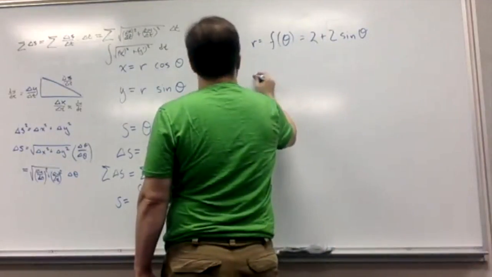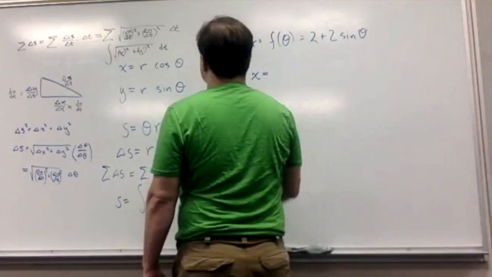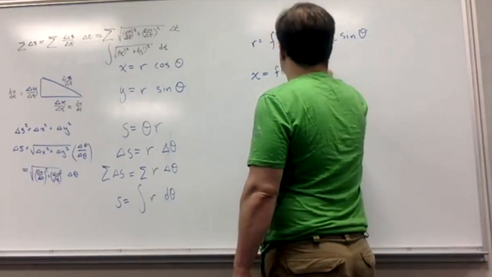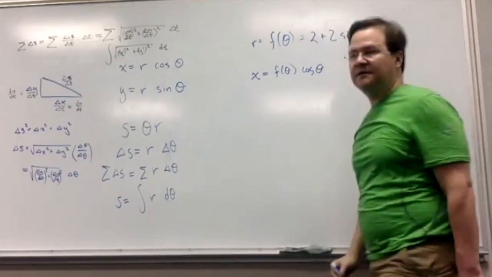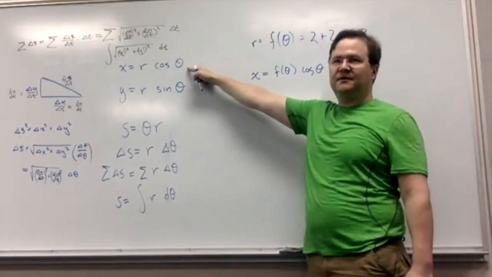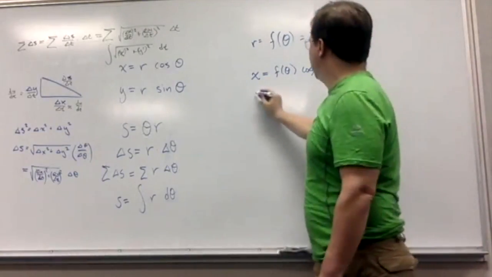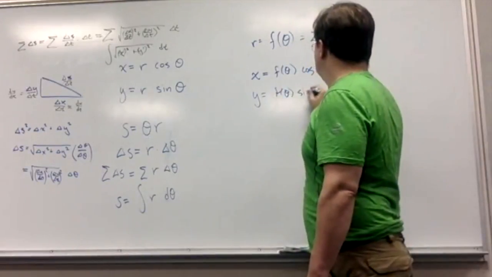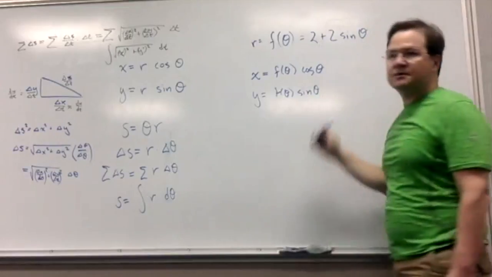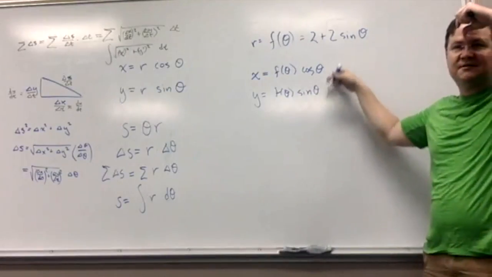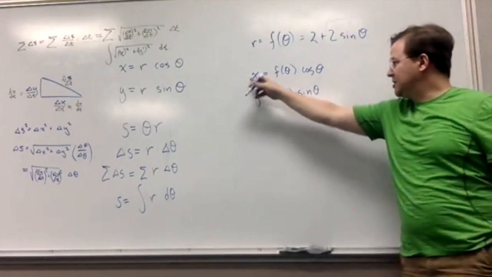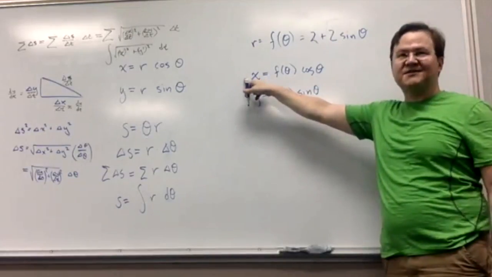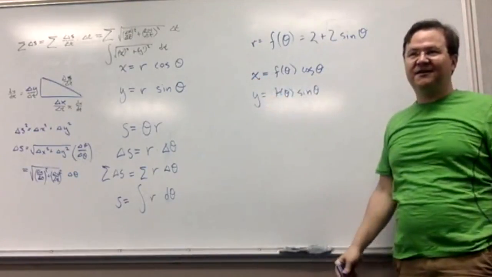that means that x is equal to f of theta times the cosine of theta, and y is f of theta times sine theta. These are my parameters. These are parametric equations. The parameter is theta, but it's still a formula for x and still a formula for y.